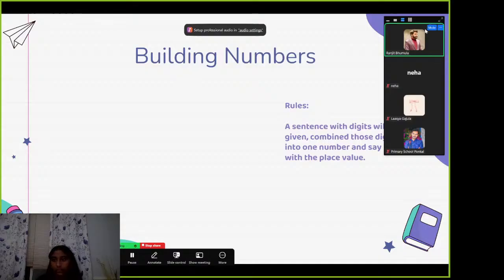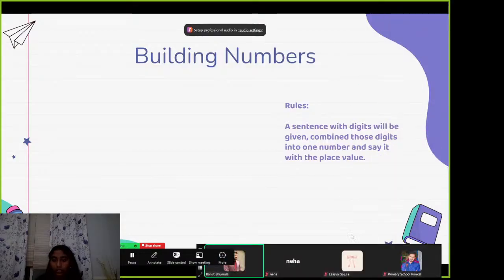So this game is basically you'll be given a sentence that has a digit that's spread out so that it has the digit and its place value next to it. And then you have to combine all of the place values into one number and say it completely. So what number is made up of 3 hundreds, 2 tens, and 5 ones? Can someone answer that?